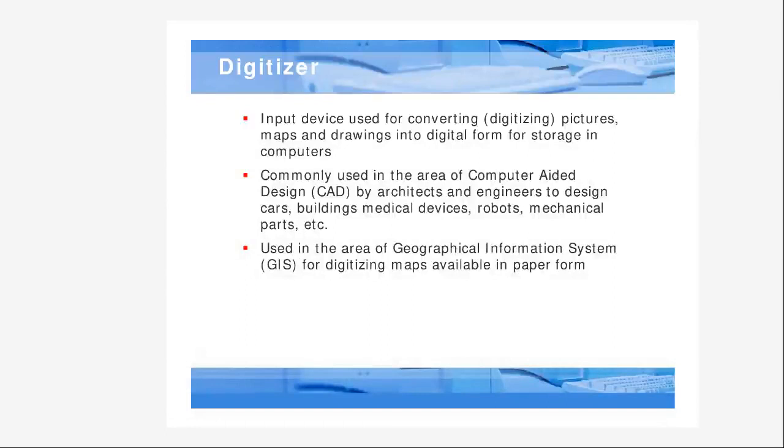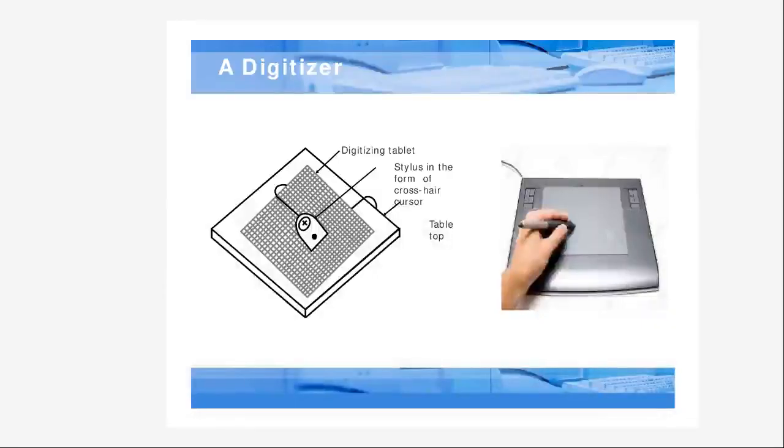Digitizer. It is used to convert maps, pictures and drawings into digital form. हमने बताया था digitizer में और एक हम यूज करते हैं stylus. That is also look like a what? Light pen. जैसे लाइट पेन है वैसे और एक हम डिवाइस यूज करते हैं डिजिटाइजर में.